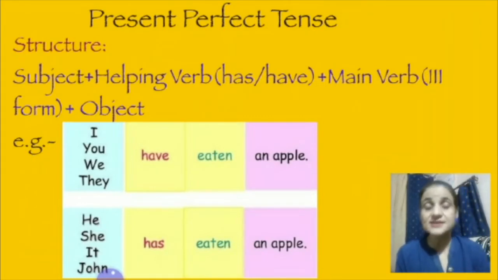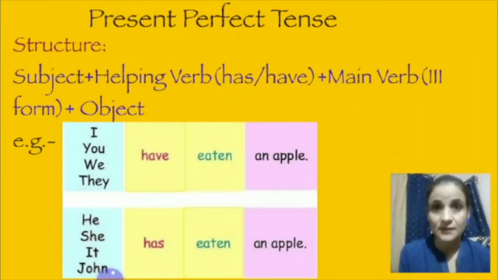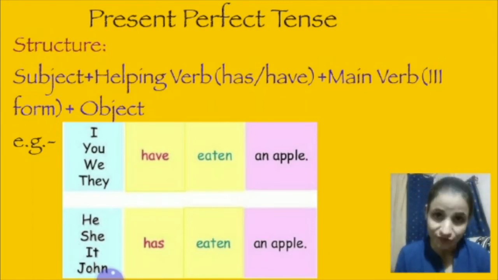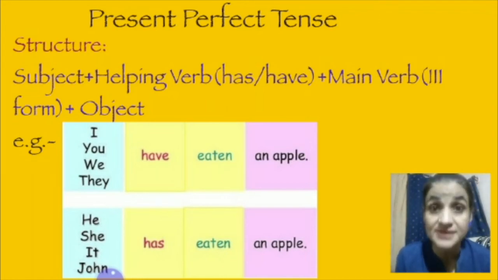Now, next is present perfect tense. So, what about the structure of present perfect tense? To make a sentence in present perfect tense, first we use the subject, then the helping verb has or have. Now I hope you are getting the idea that with a singular subject we will use has, and with a plural subject we will use have. And here the main verb, the action word, is always used in the third form, which is also called the participle.